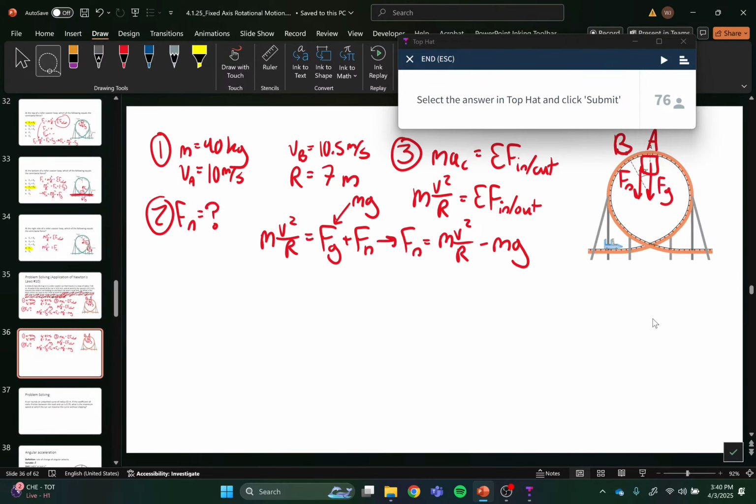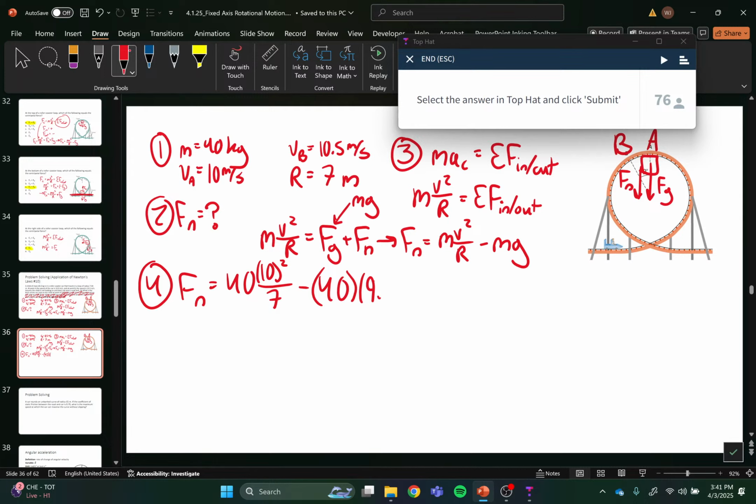All right. So, step 4 is always the easiest. Fn equals 40 times 10 squared divided by the radius, which is 7, minus 40 times 9.8. And we're not skipping any steps. It doesn't even matter if there's friction. Notice nowhere in the problem have I mentioned friction. If you want there to be friction, great, there's friction. Does it matter? No. It doesn't make it point inwards or outwards. We don't care about it.